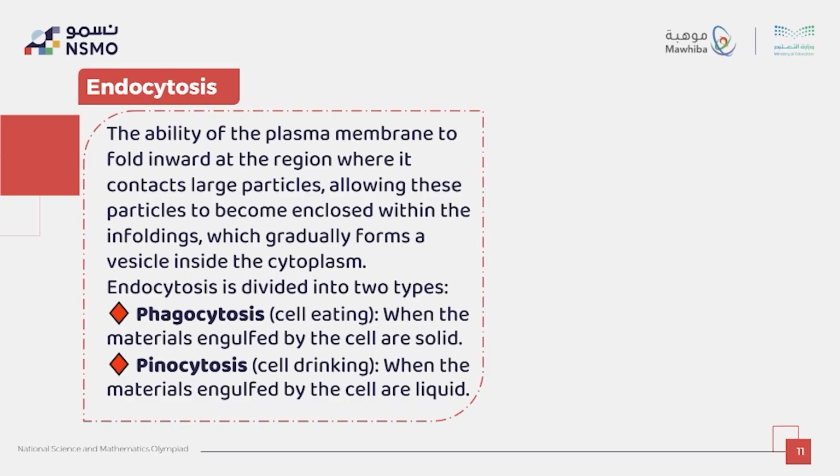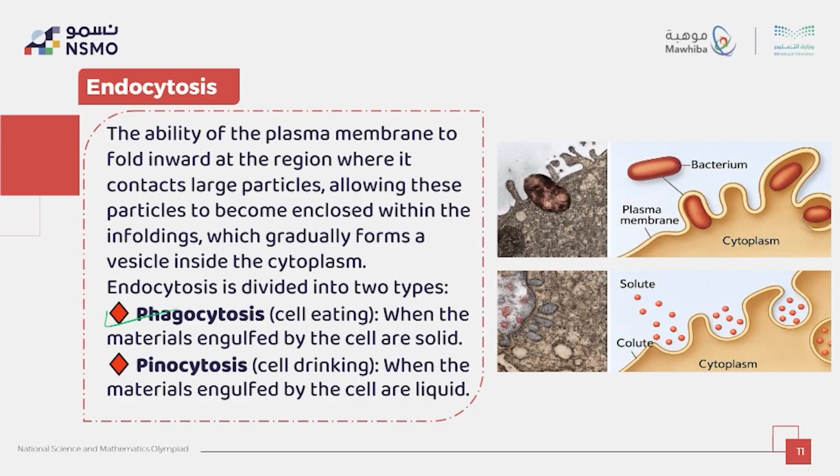The first one we call phagocytosis, or cell eating. It occurs when the cell engulfs solid particles like bacteria or cell debris. Look at the picture on the right above. It shows the cell forming a membrane extension to engulf this kind of bacteria.